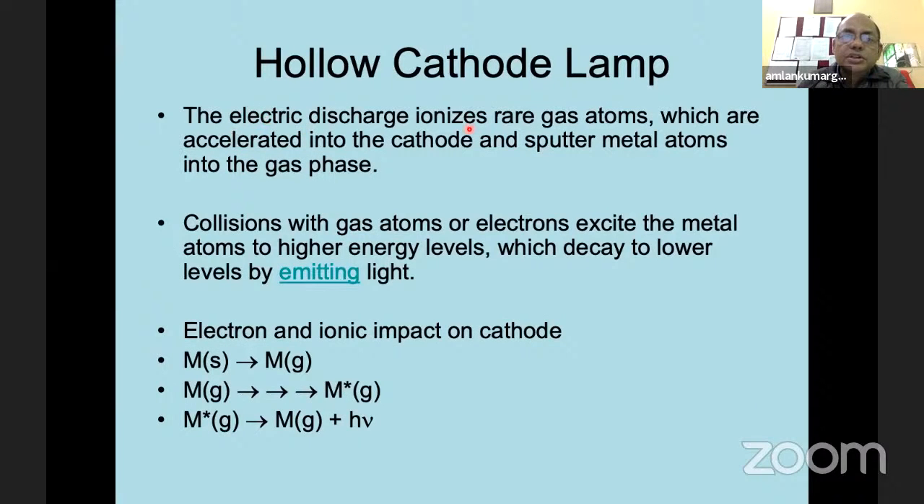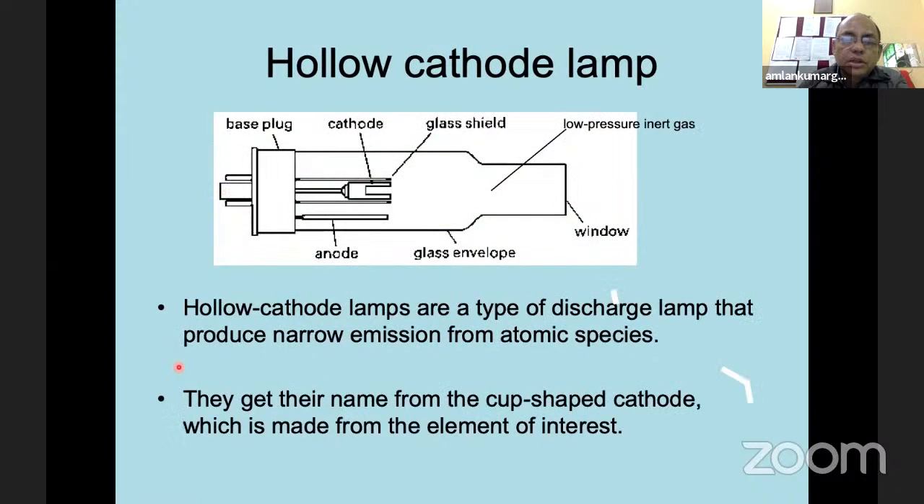The electrical discharge ionizes the rare gas atoms. So inside there is a rare gas at low pressure. When you make an electrical discharge, when you connect the anode and the cathode to a high voltage, it causes a discharge. This discharge from the anode will first ionize the heavy inert gas, say argon, inside this chamber.